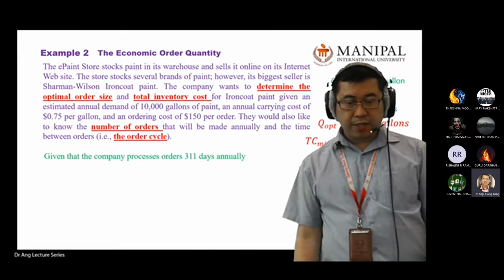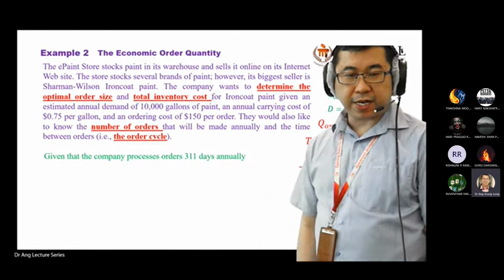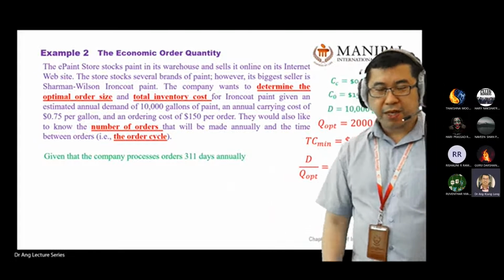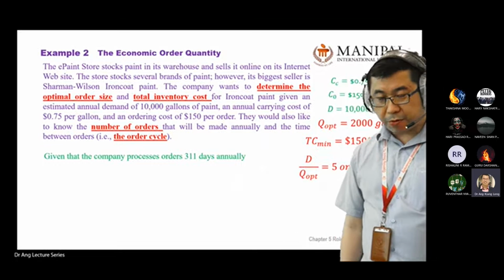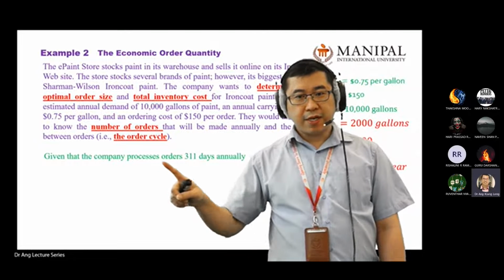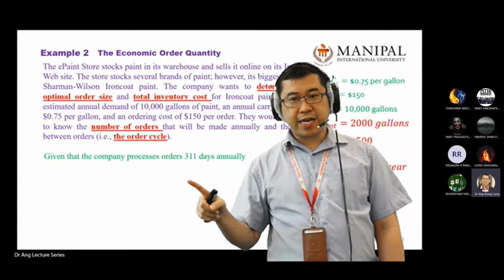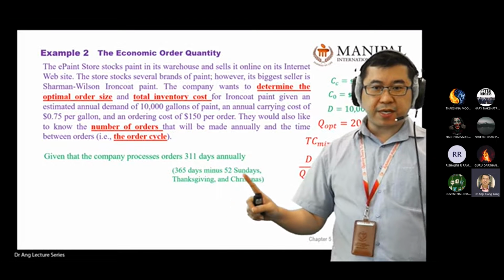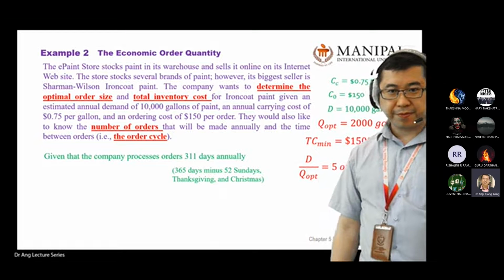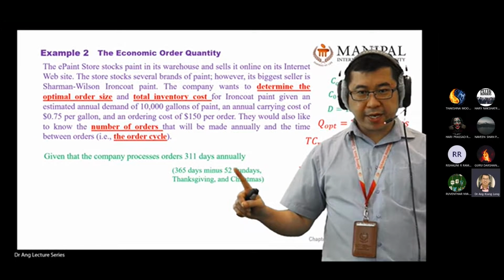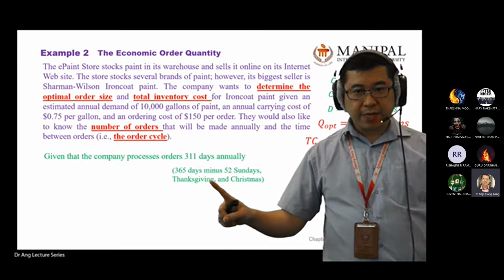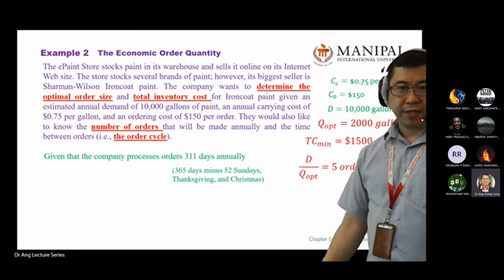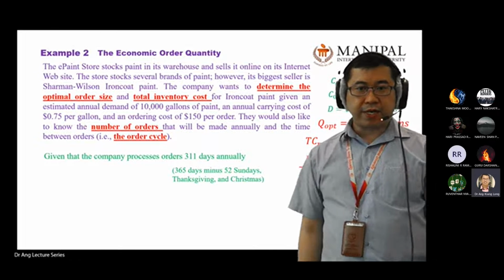Next. This information is not inside the tutorial question, but in normal production floor operation, working days is 311. How do you calculate 311? 365 minus the holidays: 365 minus 52 Sundays minus Thanksgiving and Christmas. This one is in the Europe setting. So you get 311 days per annum.